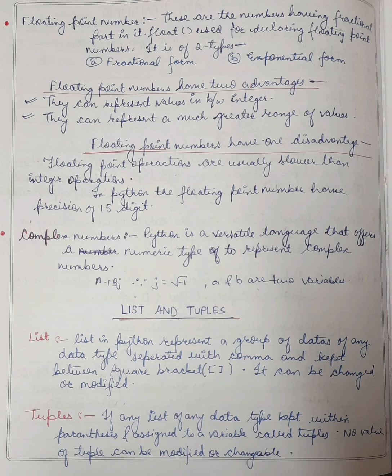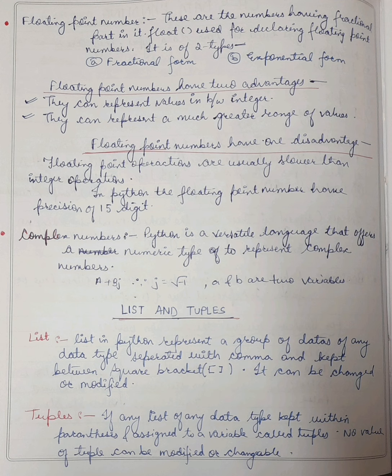Then next is floating point numbers. These are numbers having a fractional part in them. Float is used for declaring floating point numbers. It is of two types: first, fractional form, second, exponential form.